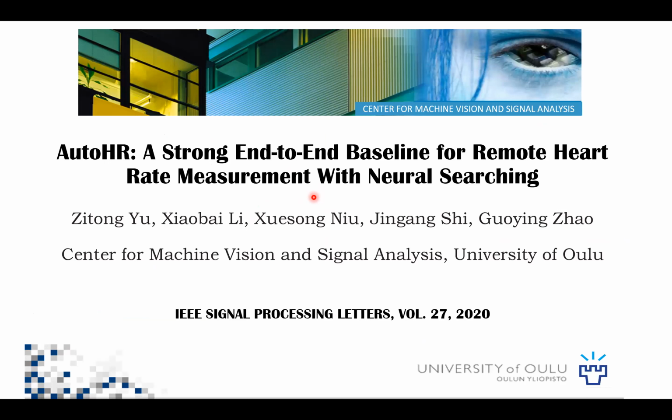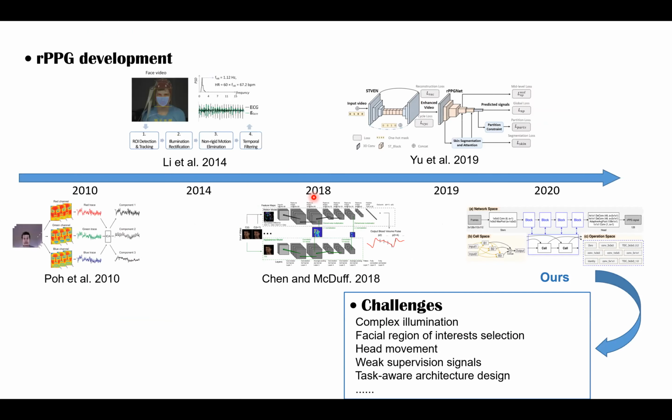After that, I will introduce our paper, AutoHR, a strong end-to-end baseline for remote heart rate measurement with neural architecture search. If we observe the rPPG development across the time dimension, we can see that from 2018 the first end-to-end method was proposed. After that, there were some spatial-temporal versions, but still some challenges.